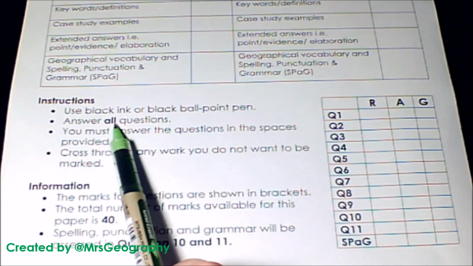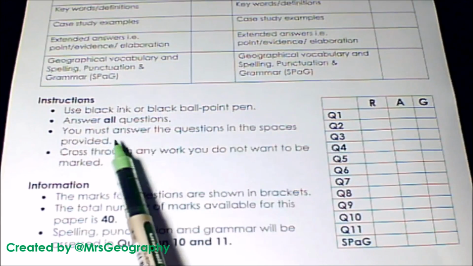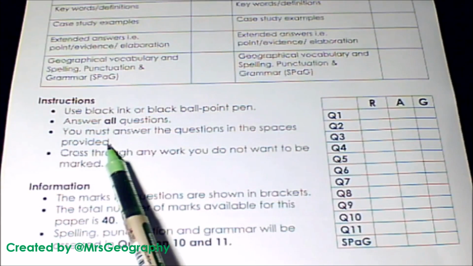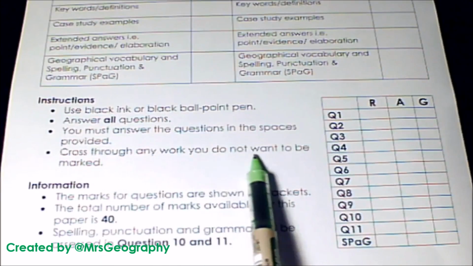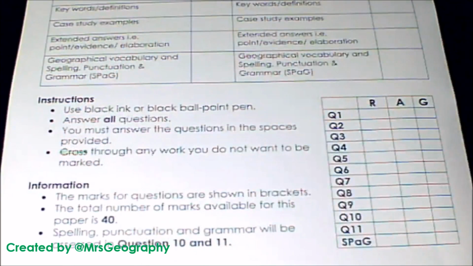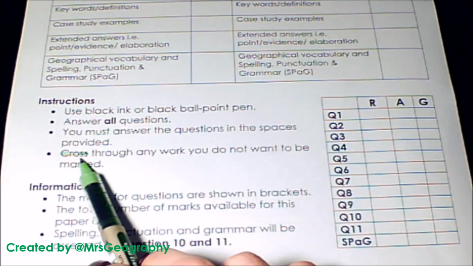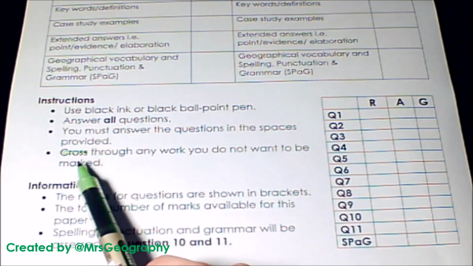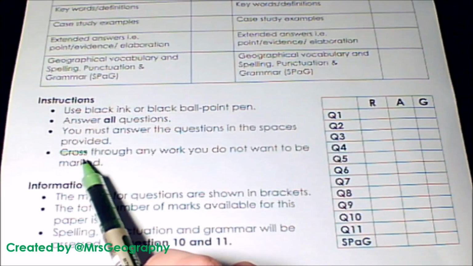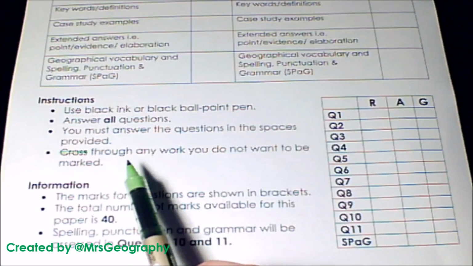You're going to answer all the questions in this test. You must answer all the questions in the spaces provided, otherwise you don't get the marks. Cross through any work you do not want to be marked, for example 2 lines, just so it's neat. That way, if what you have written down is correct, your teacher and the examiners will still give you credit for it. So just cross through it and make sure that they can still see it.